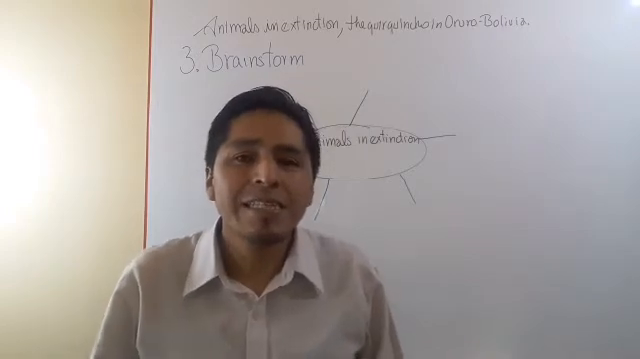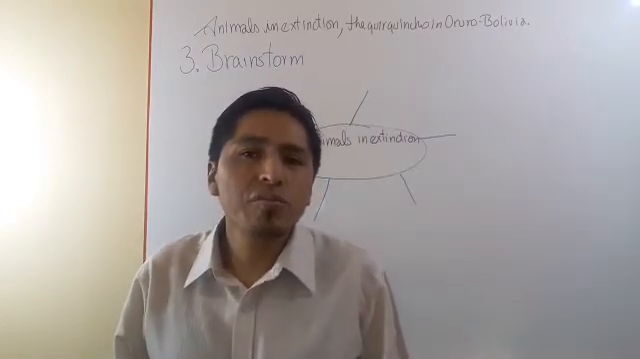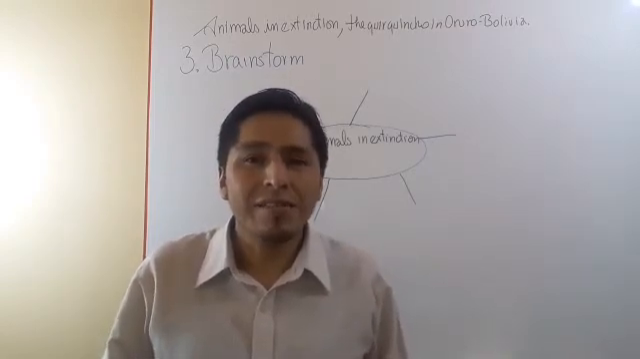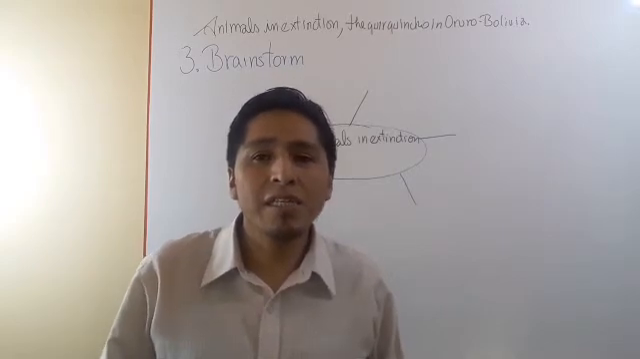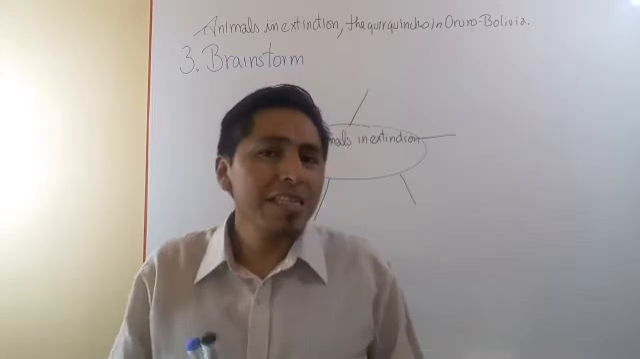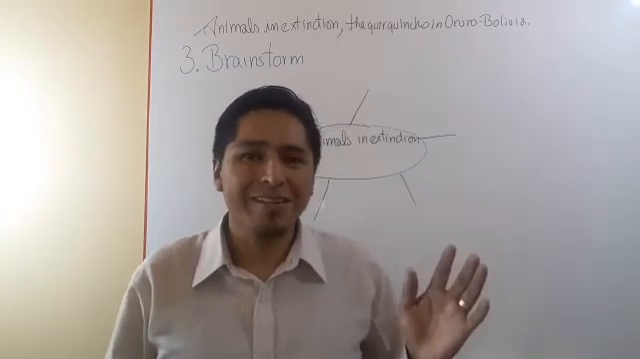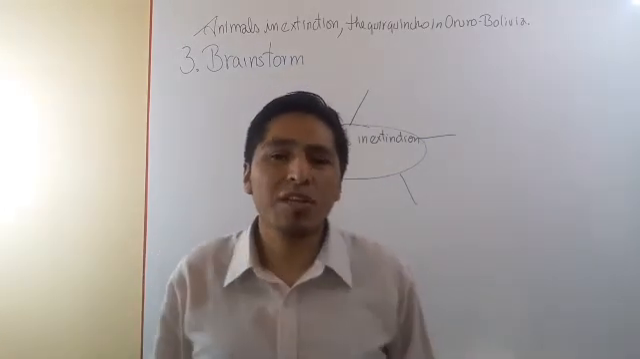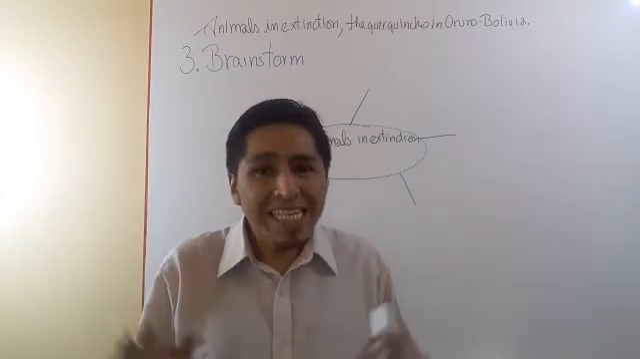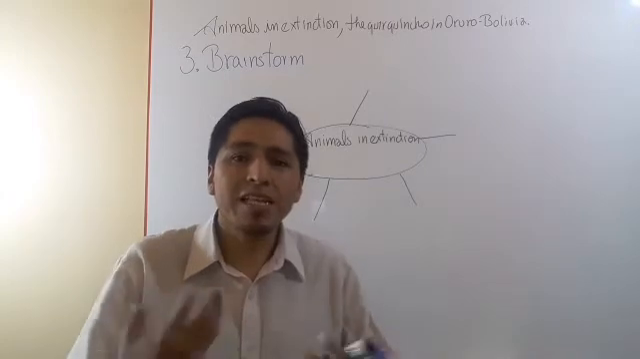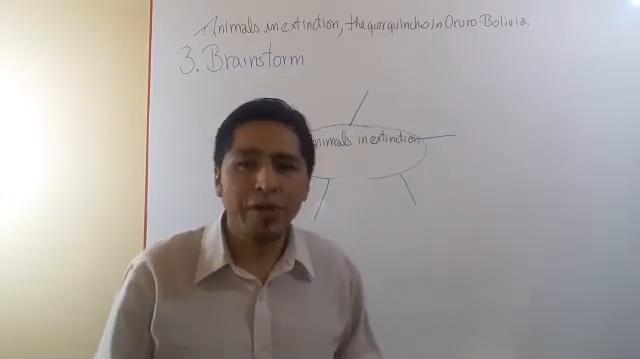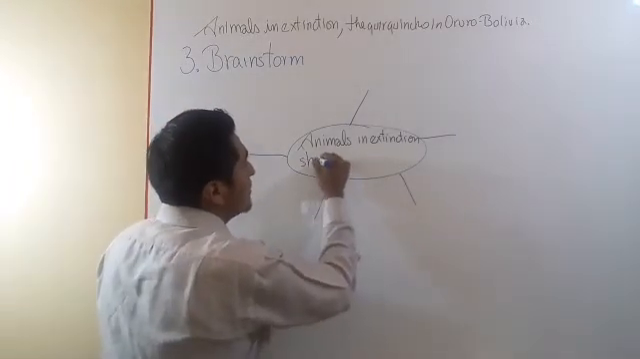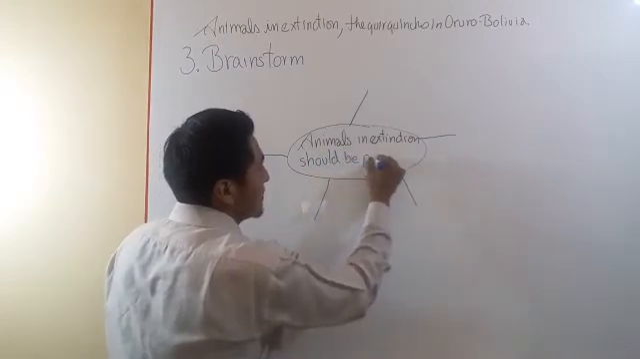You can say animals in extinction should be preserved. You can say animals in extinction must be kept in special areas. Animals in extinction should disappear. Probably. I don't know. This part you decide what you want to do in your essay. As an example, I'm going to brainstorm an example so you can have an idea how it works. Animals in extinction, I am going to say that should be preserved.